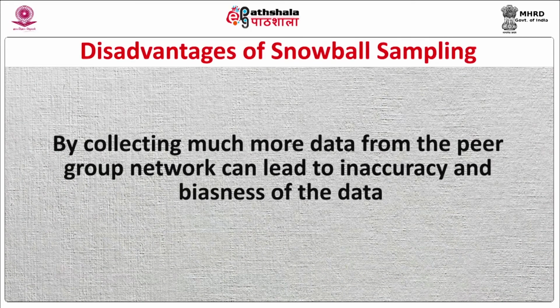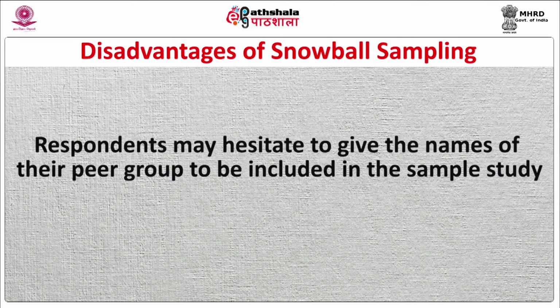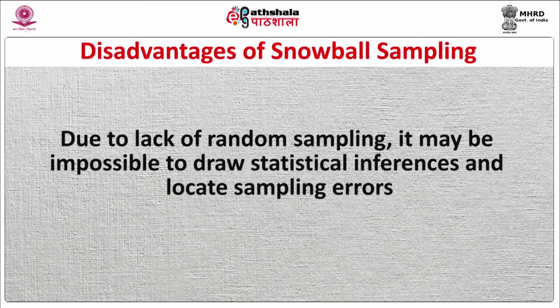The disadvantages of snowball sampling. First, collecting much more data from the peer group network can lead to inaccuracy and biasness of the data. Second, respondents may hesitate to give the names of their peer group to be included in the sample study. Third, due to lack of random sampling, it may be impossible to draw statistical inferences and locate sampling errors. Therefore, snowball sampling is an appropriate way of carrying out the research process when individuals required to be a part of the sample study are difficult to find.